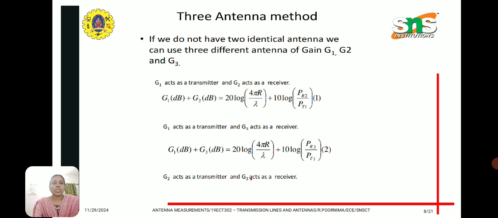Next is the three antenna method. If we do not have two identical antennas, we can use three different antennas of gain G1, G2 and G3. G1 acts as the transmitter and G2 acts as the receiver. We can calculate G1 in decibels plus G2 in decibels using this relation. Similarly, G1 acts as the transmitter and G3 acts as the receiver, and we can obtain G1 in decibels plus G3 in decibels. Next we can also apply this to G2 and G3.